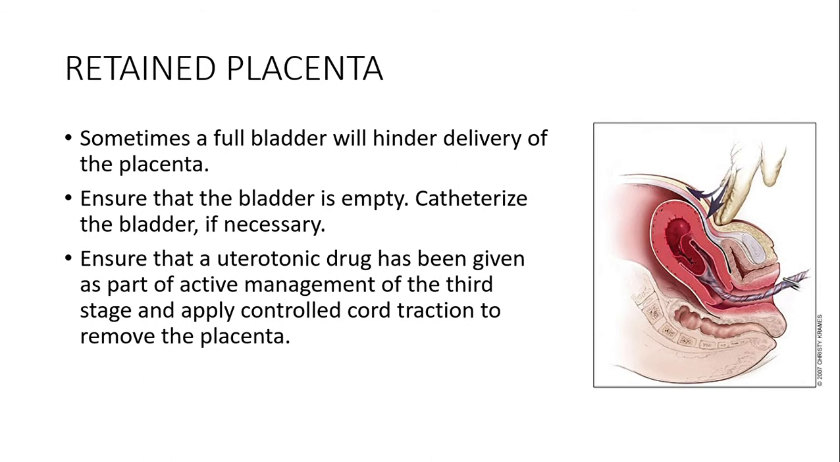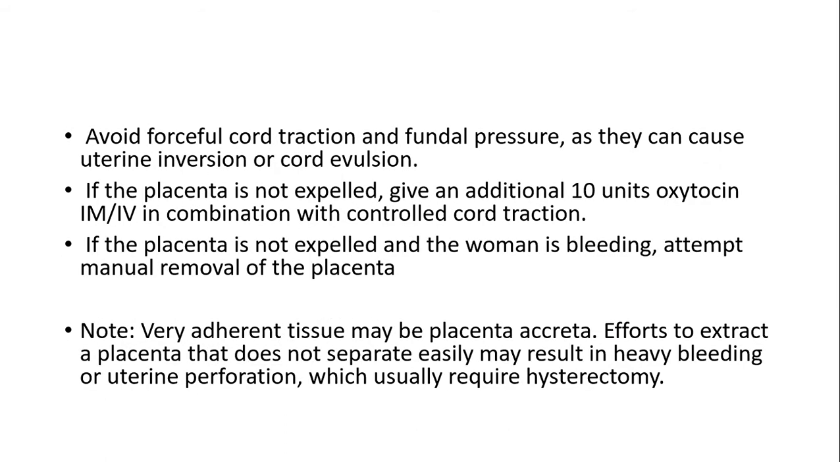Retained placenta can be found in case of postpartum hemorrhage. Sometimes a full bladder will hinder delivery of the placenta. So please ensure that the bladder is empty. If the bladder is not empty, a patient cannot pee herself. You need to catheterize the bladder. Ensure that a uterotonic drug has been given as a part of active management of the third stage of labor, and you may apply controlled cord traction to remove the placenta from the uterus. Avoid forceful cord traction, which may cause uterine inversion or cord rupture.